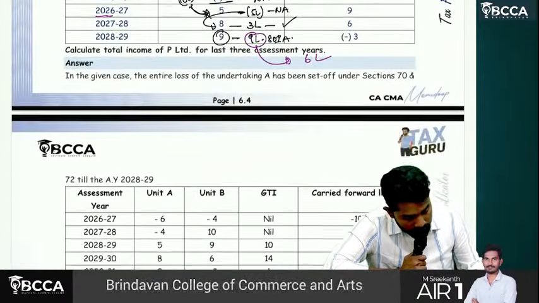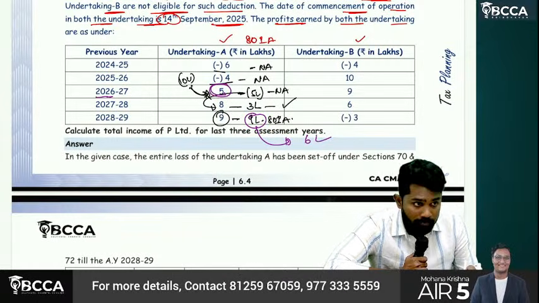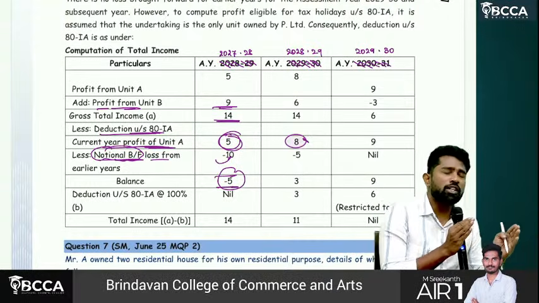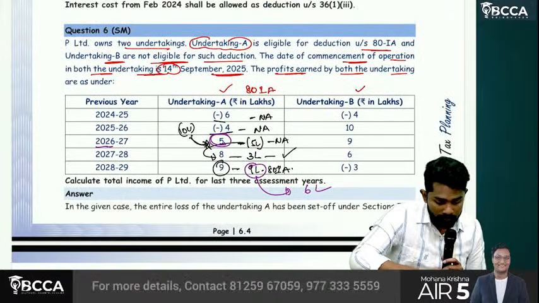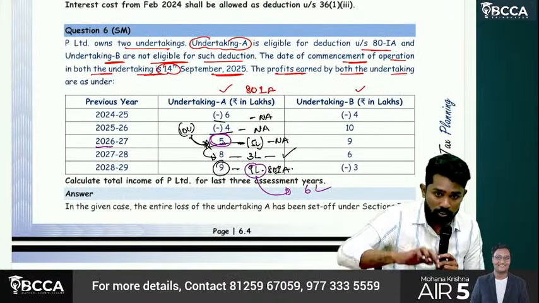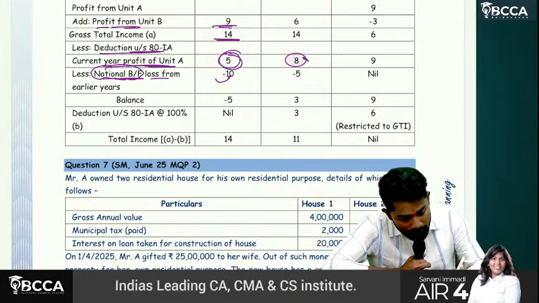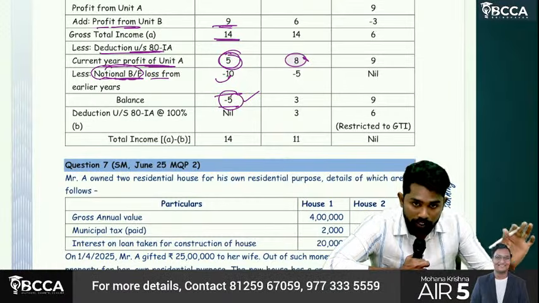Okay. Sir, in assessment year 27-28, how much profit do they have? 5. That 5 only they have taken here. But assuming unit A is the only unit they are having, they already have brought forward loss of how much? Minus 6, minus 4, first 2 years. So total how much? 10. If you subtract that 10, how much is the balance loss, sir? 5. So for the first year, no 80IA deduction.